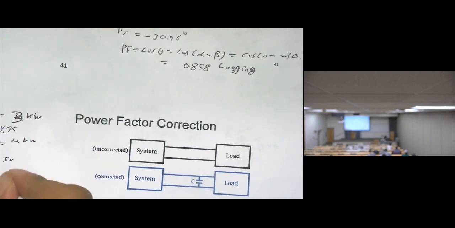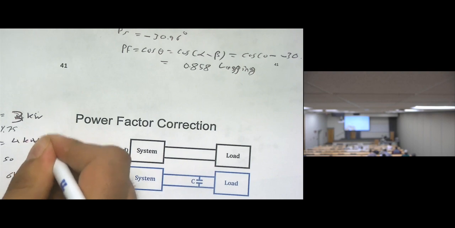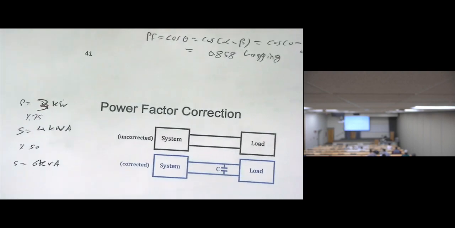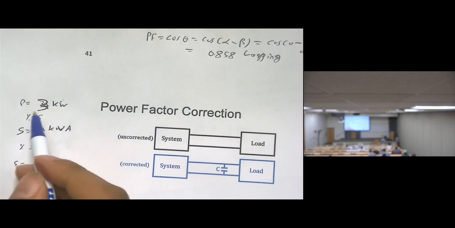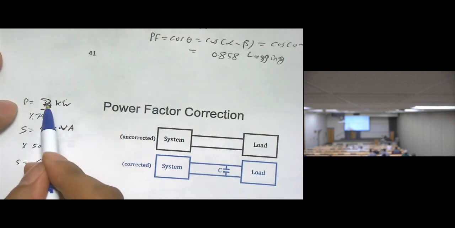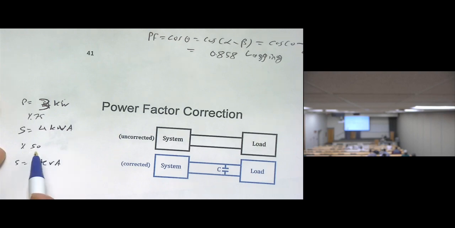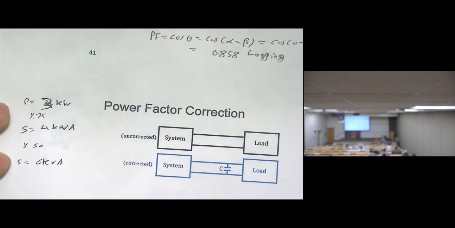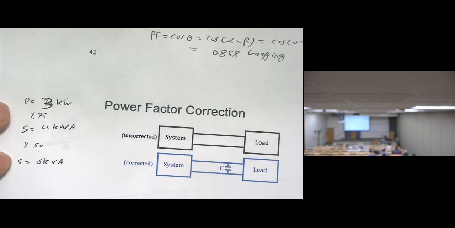Then I need 6 kilovolt ampere to satisfy the 3 kilowatts. In order to get 3 kilowatts, 4 times 0.7, I can get 3, while 6 times 0.5, which is 3. So for the same amount of energy, 3 kilowatts, in some situations I need 4 kilovolt ampere, in some situations I need 6 kilovolt ampere.